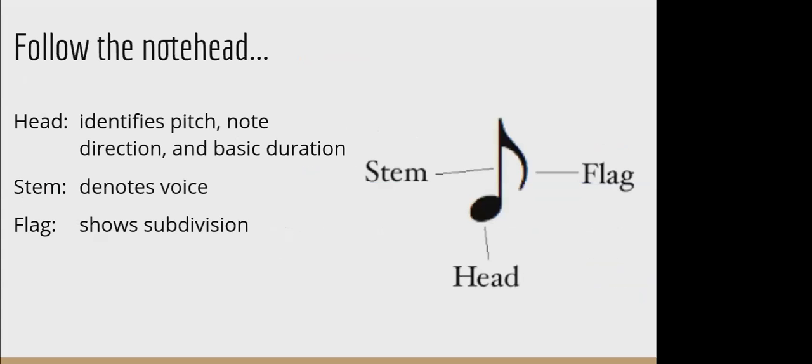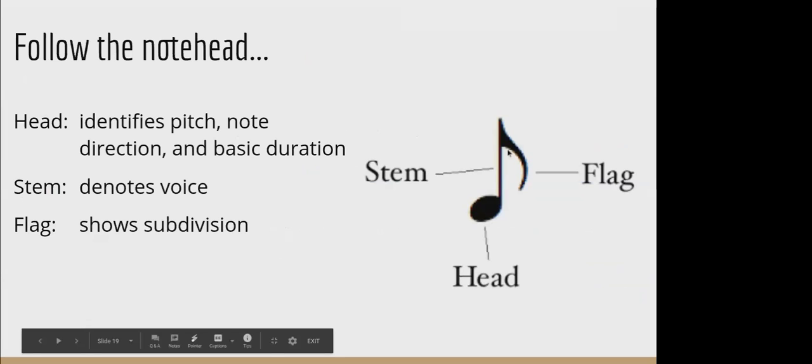Let's see here. Oh, but when all else fails, follow the note head. That is the biggest bit of information that you can get. It tells you pitch, note direction, and basic duration of the note. The stem, which is that stick connected to it, denotes the voice. And so if you have multiple voices going at the same time, if there's a lower voice, the stems will all be pointed down. And the upper voice, the stems will all be going up. And that's the way that you can tell which notes the voice is supposed to sing.